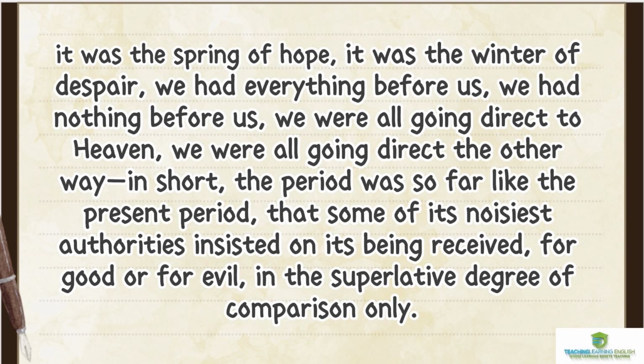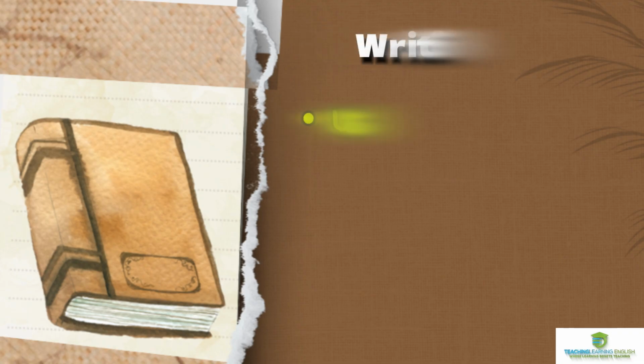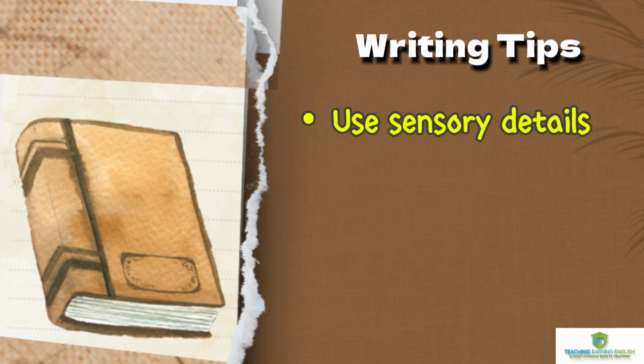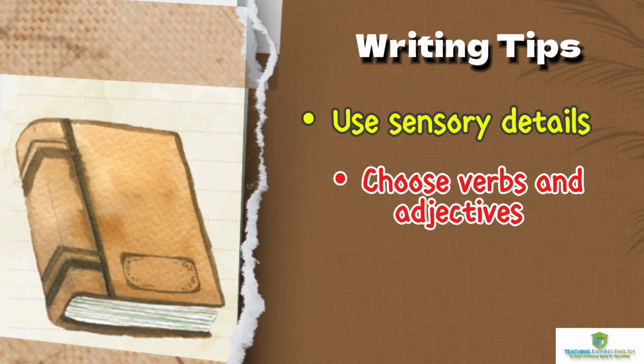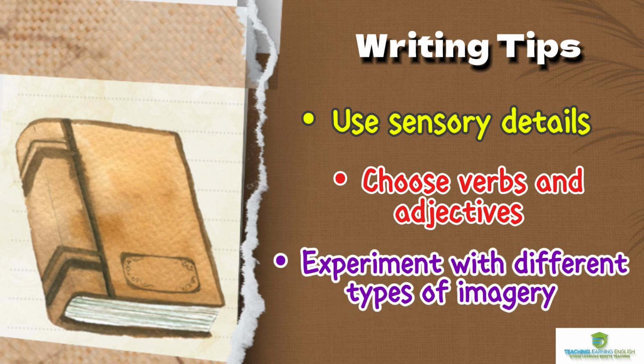When crafting your descriptions, remember these examples. Use sensory details to evoke specific images. Choose verbs and adjectives that match the mood you want to convey. And experiment with different types of imagery to enhance the emotional depth of your writing.